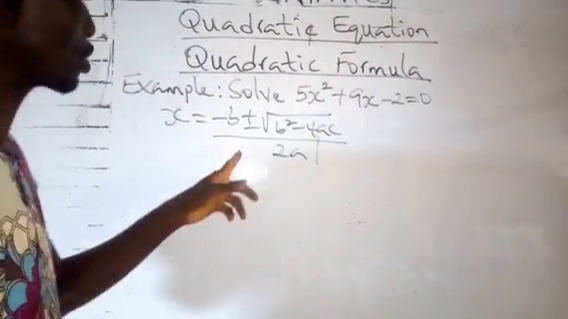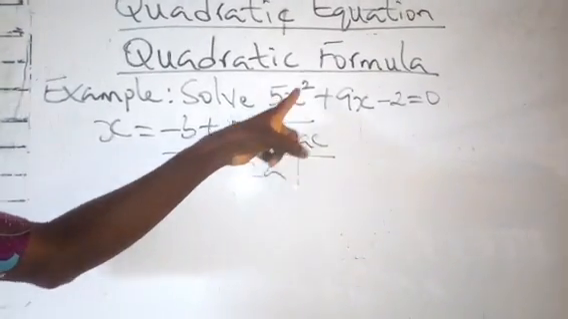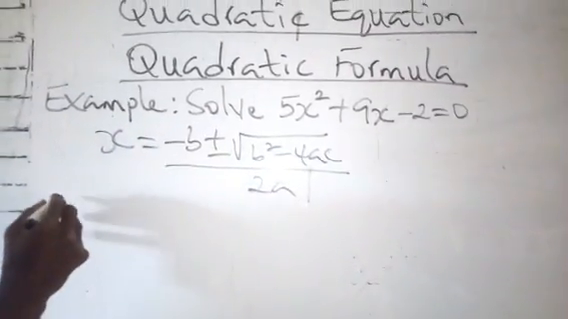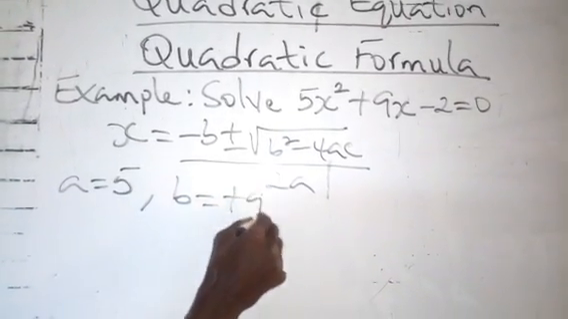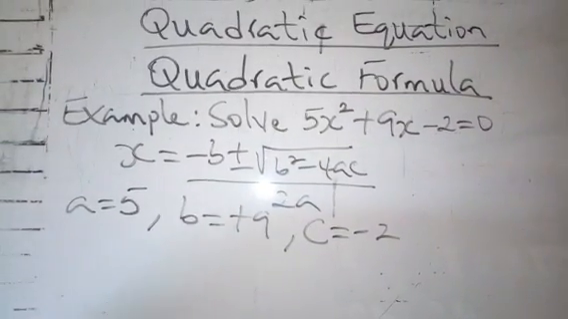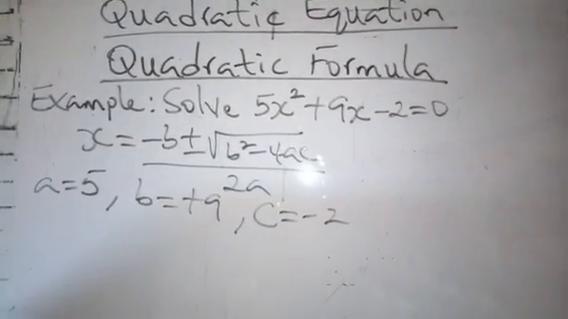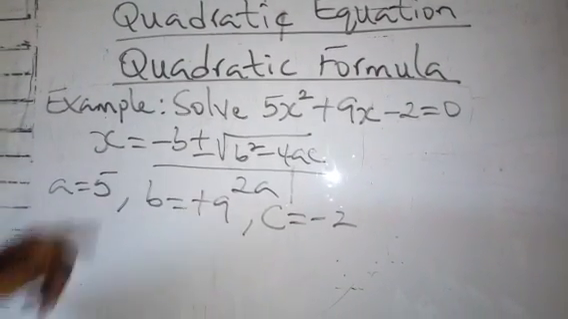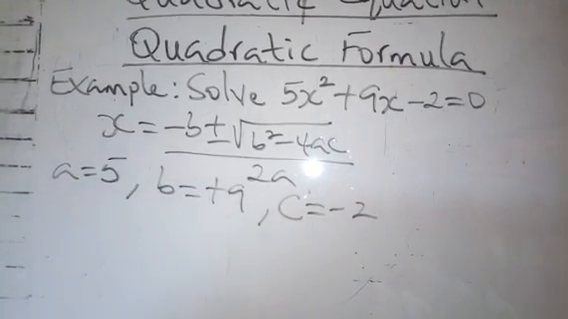If you compare this quadratic formula with the equation given to us to solve, we have 5x squared plus 9x minus 2. From the equation given to us, our a is 5, our b is plus 9, and our c is minus 2. It is very easy to use the quadratic formula to solve quadratic equations that are not factorizable.